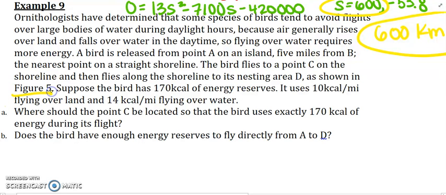You don't have figure 5. I'm going to draw it for you. Suppose the bird has 170 kilocalories of energy reserves. It uses 10 kilocalories per mile flying over land, 14 kilocalories per mile flying over water.